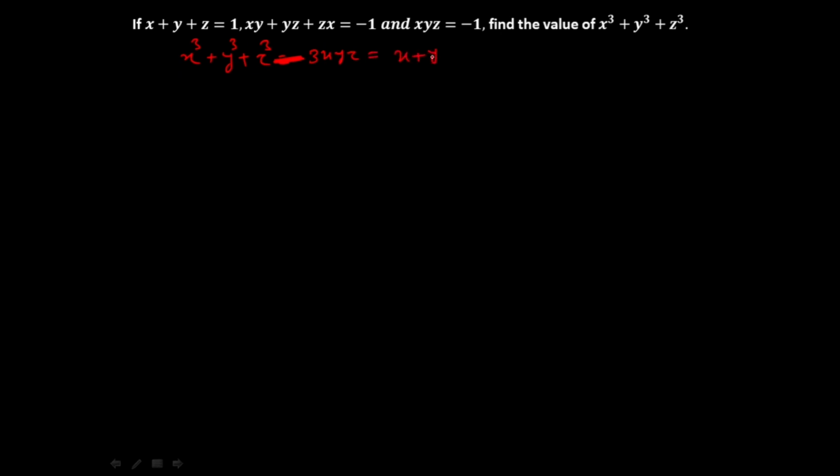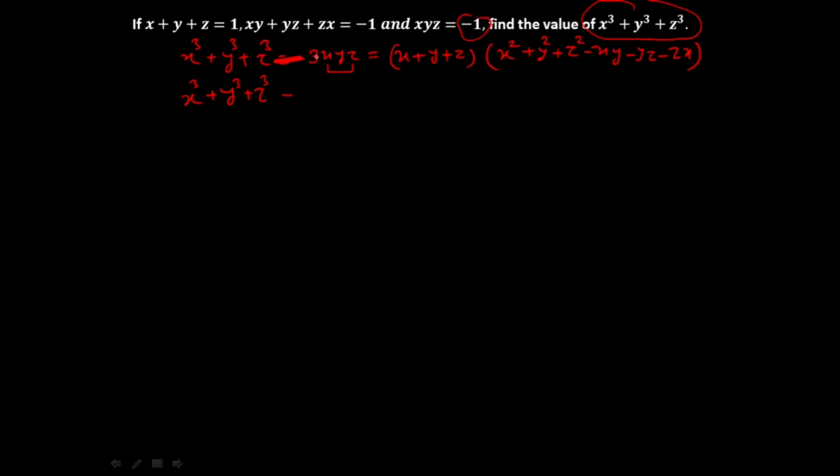That is equal to x plus y plus z times x square plus y square plus z square minus xy minus yz minus zx. To get my answer, I need this identity. So let's see how to find it. x cube plus y cube plus z cube minus. This value is already in the question, that is minus 1. So minus 1 minus 3, that becomes positive 3.